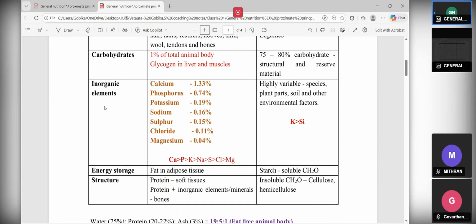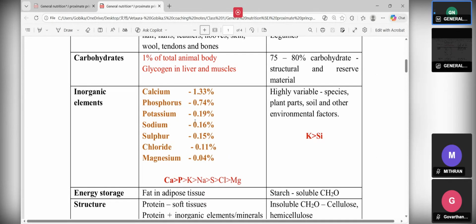Then coming to inorganic elements, which are nothing but the ash content or mineral content present in the body. In this, they will ask the descending order of the minerals in the animal body. It's previously asked also. Here we should note the percentage of each mineral present in the animal body. This is also mostly asked.